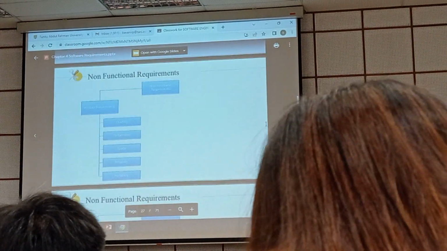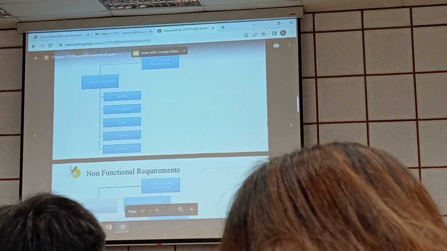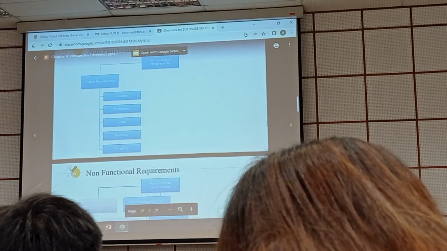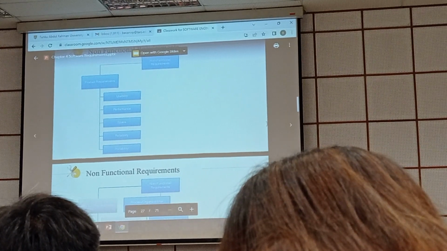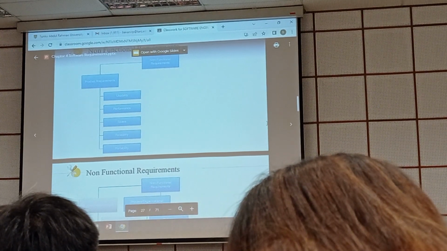Okay. So which is the performance, the behavior, the performance of the system. How the system behaves, the product. The product means the system, the product system. They won't use the term system requirement, they use product requirement. Both are the same.